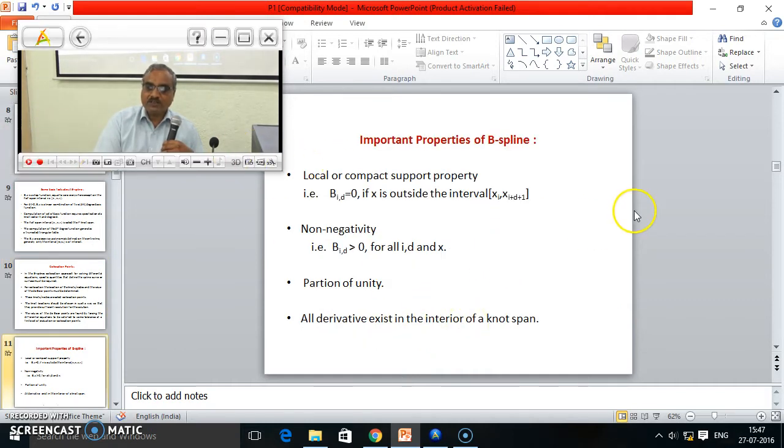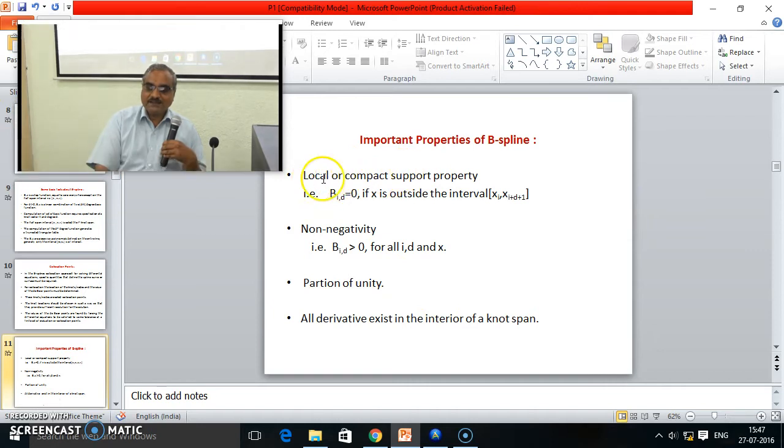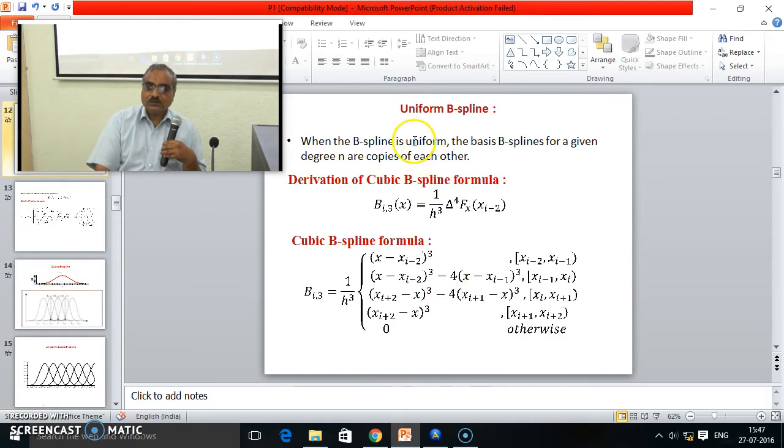Now important properties of B-spline. Number 1, B-splines have the compact support property, non-negative property, partition of unity, and all derivatives exist in the interior of a node span. Now definition of B-spline. When the B-spline is uniform, the basis B-splines for a given degree n are copies of each other. Now derivation of the cubic B-spline formula is given in this way.